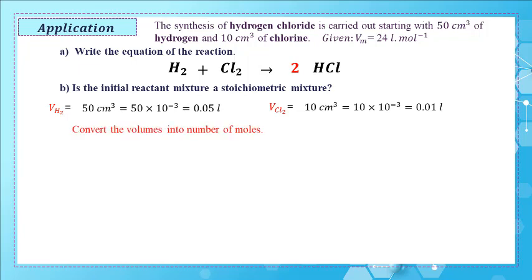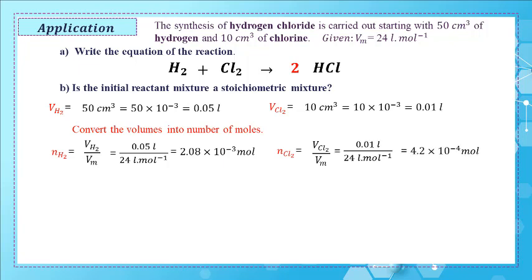Convert the volumes into number of moles. Number of moles of H2 equals volume of H2 over molar volume. It is equal to 2.08 times 10 power minus 3 moles. Similarly, the number of moles of Cl2 is equal to the volume of Cl2 over molar volume. It is equal to 4.2 times 10 power minus 4 moles.